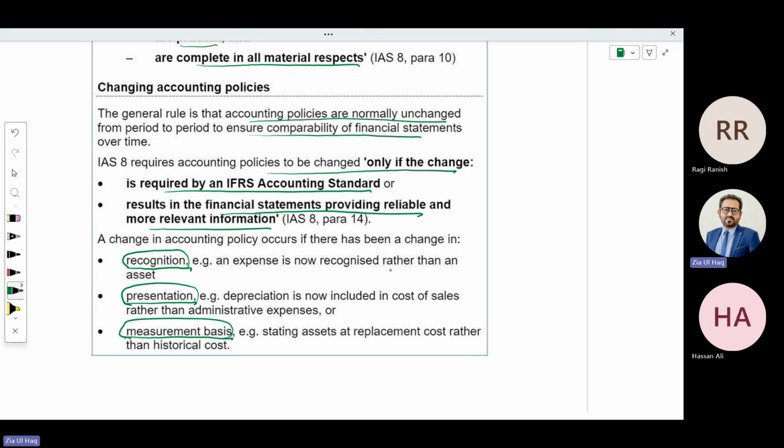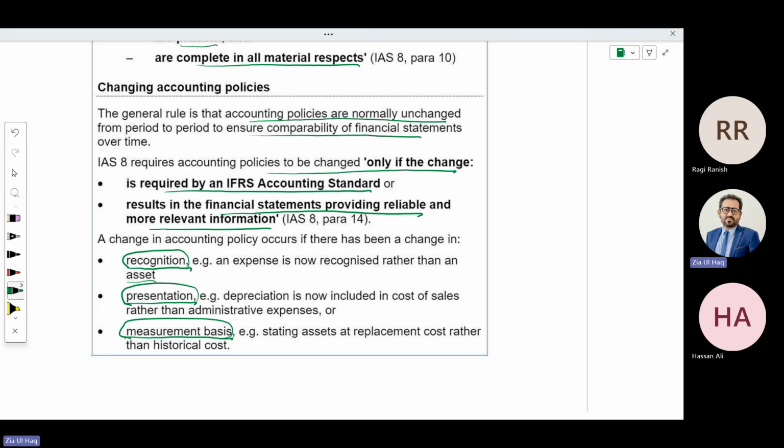An asset is now recognized rather than an expense, or an expense is now recognized rather than an asset. Like previously, borrowing cost relating to an asset, we were charging as expense to P&L. Now suppose the standard says no, you can capitalize borrowing cost relating to the asset. So this is a recognition change in policy.